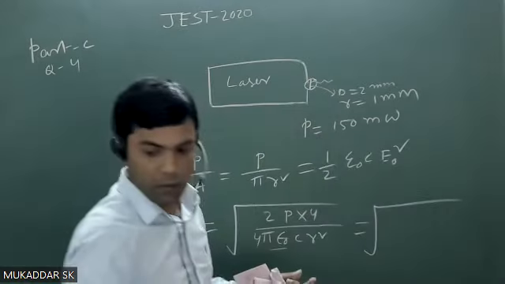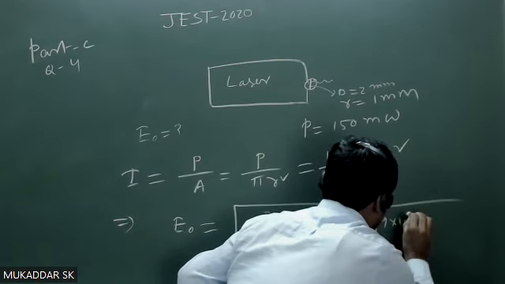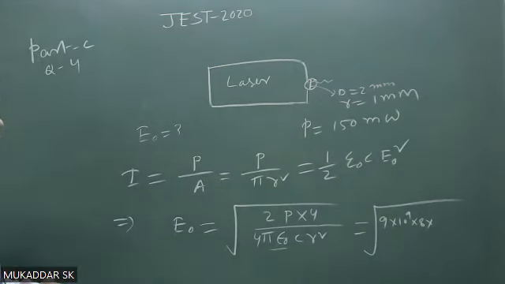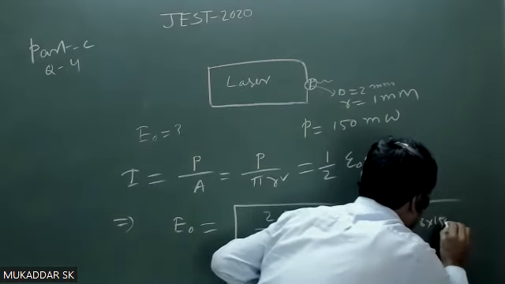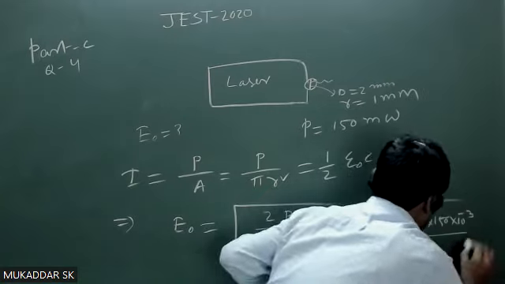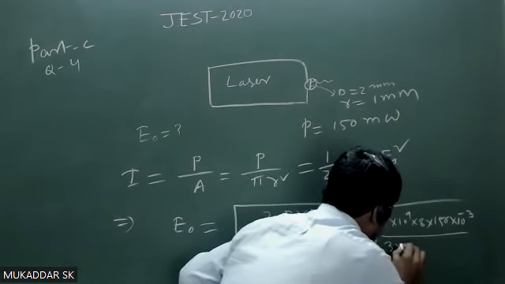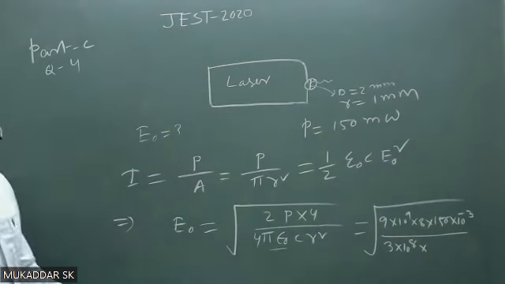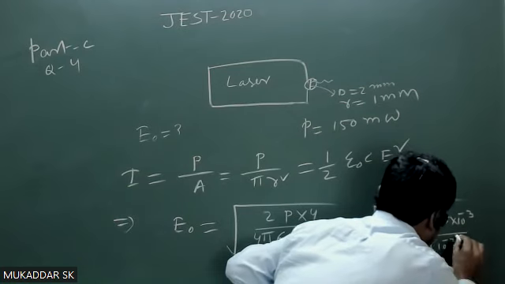So I'll substitute this value. First of all, you have 1 by 4 pi epsilon naught, that is nothing but 9 into 10 to the power 9. Then you have a multiplication factor of 8, and P is given as 50 milliwatt. So in SI unit, it will be 50 into 10 to the power minus 3 watt. Right? Then you have C, that is 3 into 10 to the power 8, and R is in millimeter, so in meter it will be 10 to the power minus 3, squared.